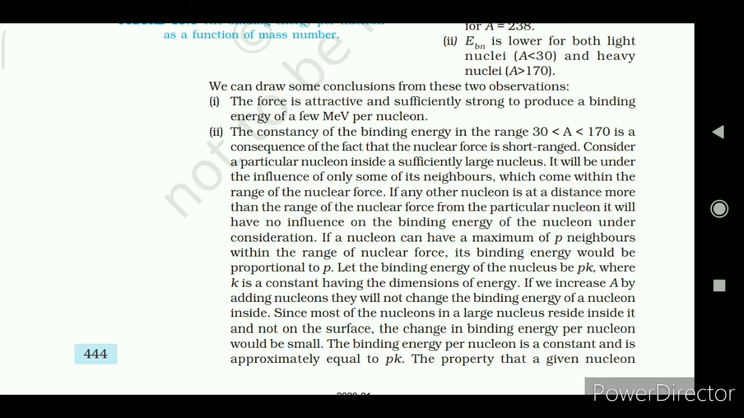13.6.1 Law of Radioactivity. In any radioactive sample which undergoes alpha, beta or gamma decay, it is found that the number of nuclei undergoing the decay per unit time is proportional to the total number of nuclei in the sample. If N is the number of nuclei in the sample and delta N undergoes decay in time delta t, then delta N upon delta t is directly proportional to N, or delta N upon delta t is equal to lambda N, where lambda is called the radioactive decay constant or disintegration constant.